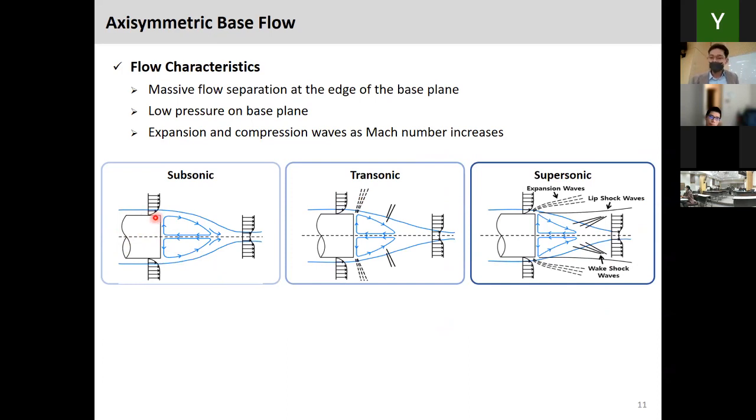Because of the blunt trailing edge or blunt base geometry, we have very massive separation, and after that we have this recirculation region. And as the Mach number increases, we will see expansion and recompression waves in the wake as well. In this case, predicting the pressure on the base plane is quite challenging. And this is important because it directly leads to the pressure drag on an axisymmetric body.